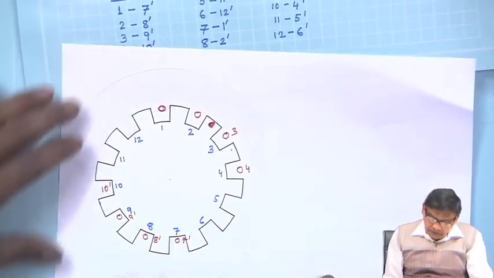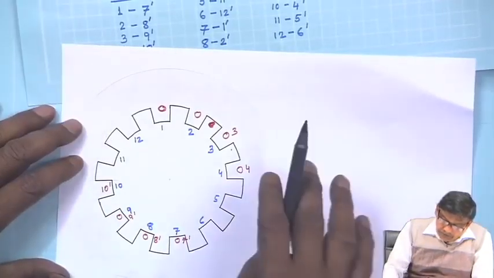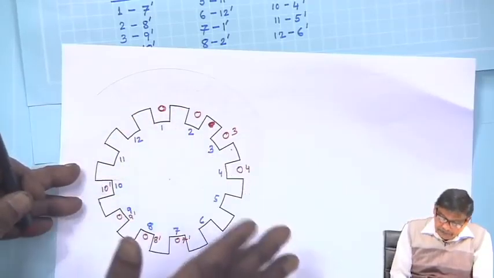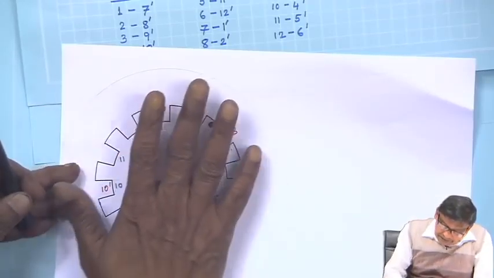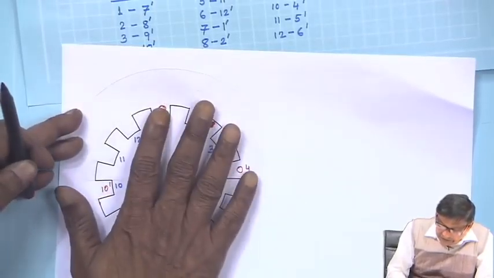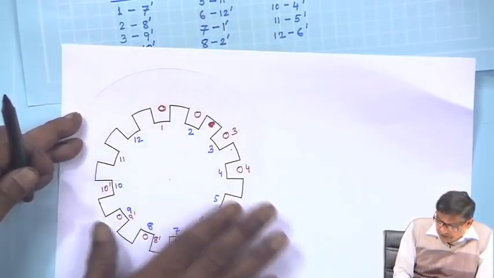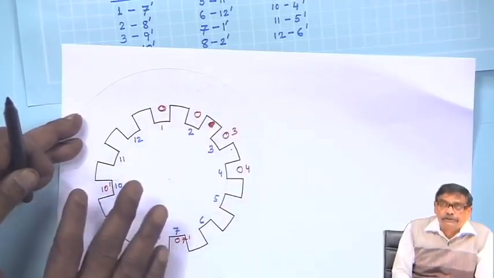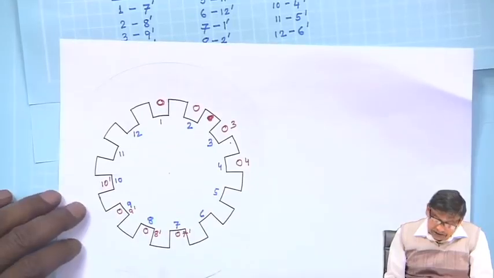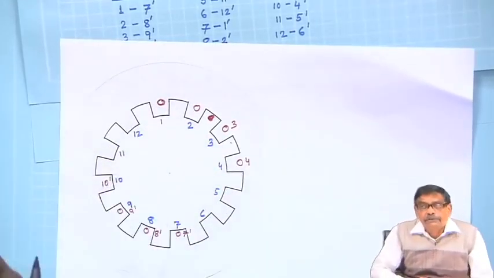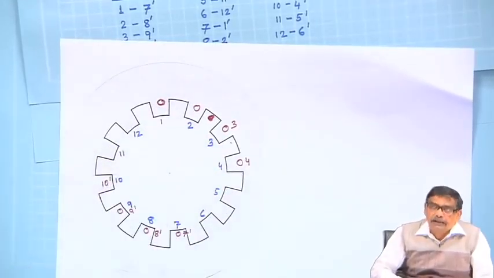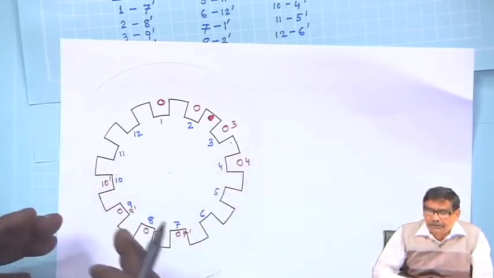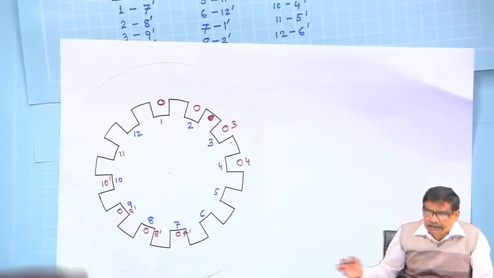As I told you, I will not do it for Y phase and B phase. They will be exactly the same, but the start will be for Y phase from slot number 5 with a different color. I can reproduce this. But the point to be noted is here I have distributed the coils in 4 consecutive slots, not 2, then went to under south pole, not like that.